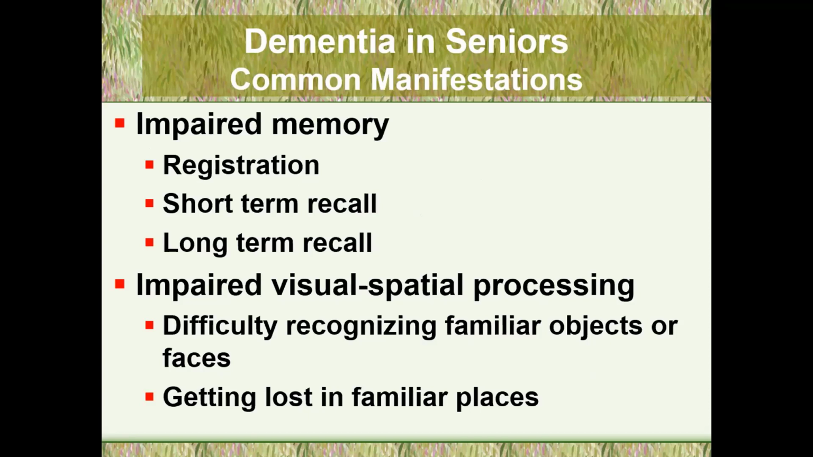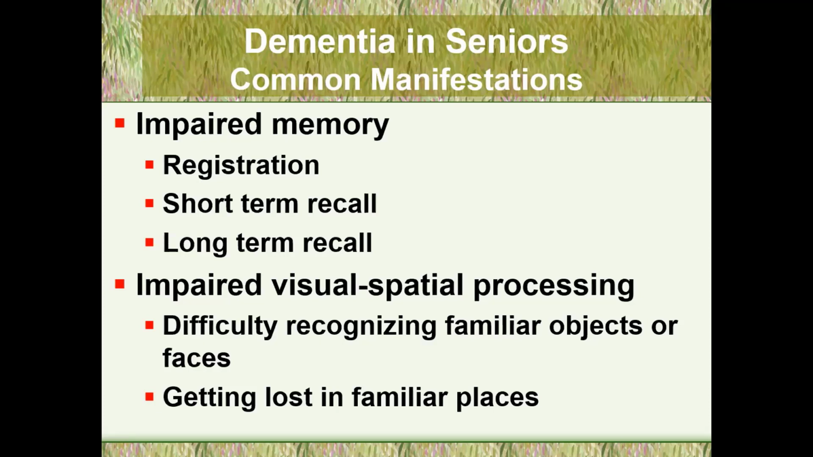The common manifestations of dementia in older adults that are familiar to many of you are impaired memory and impaired visual spatial processing. Again, these are 2 of those key intellectual abilities we talked about earlier. Memory, again, can be grossly broken down into short and long term. Registration is what you're doing right now. I'm speaking, you're registering in your mind what I'm saying. In 10 minutes, if I asked you to repeat back something, that would be short-term recall. Next year, if I asked you to repeat it back, that would be long-term recall. And again, visual spatial processing, which we've talked about, presents as a difficulty recognizing familiar objects or familiar faces, or getting lost in familiar places.